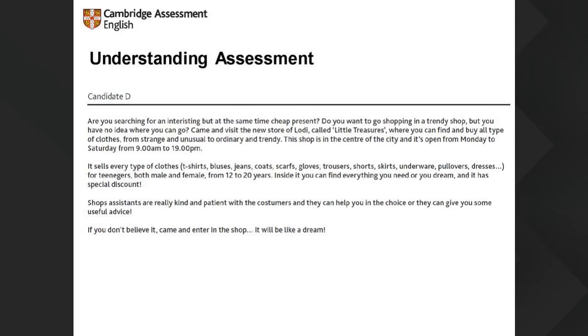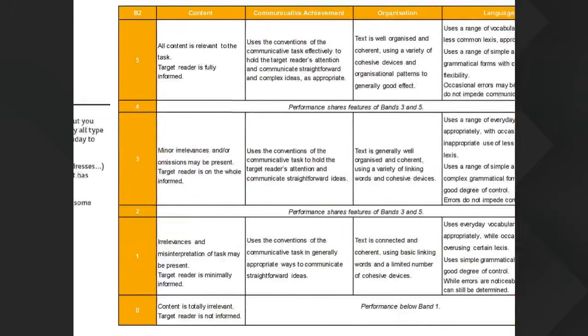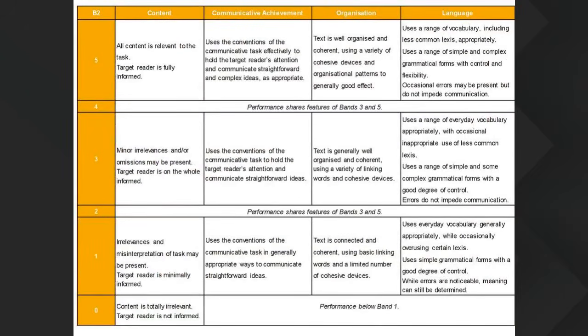have a look at the criteria. You should be able to see it now. Oh, well done, Victoria. So content we've mentioned. Content: is it relevant to the task? Is the target reader informed? Have they done what is being asked of them? Language, you can look at that in your own time. You're all English teachers, but have a look at the descriptors in each band.